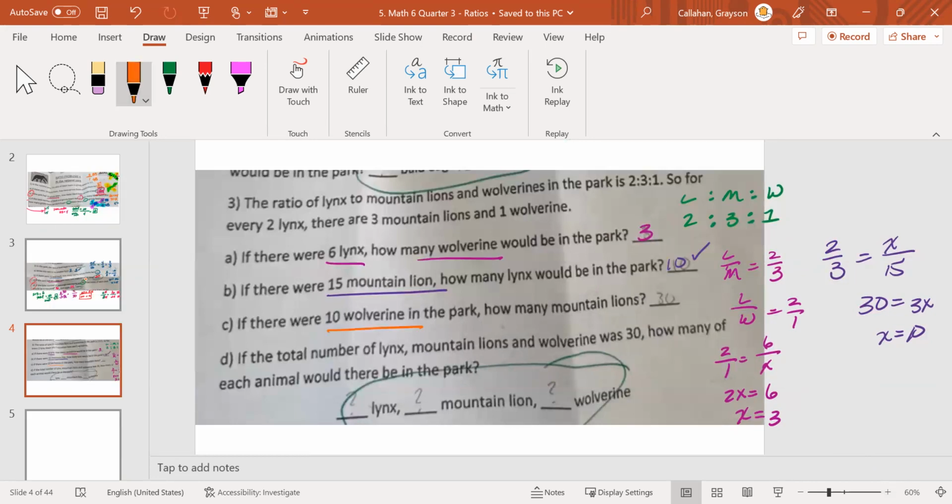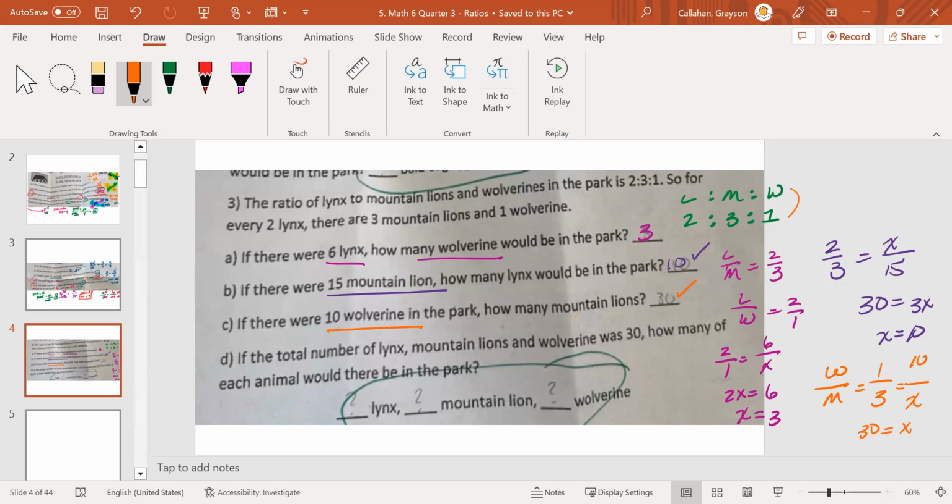10 wolverines, how many mountain lions? So wolverine to mountain lion. Wolverine is, if you look over here, it's 1. Mountain lion is 3. So then we're going to have mountain lions, which is going to be x. Wolverine is 10. 30 equals x. And that's what you have right here, right?